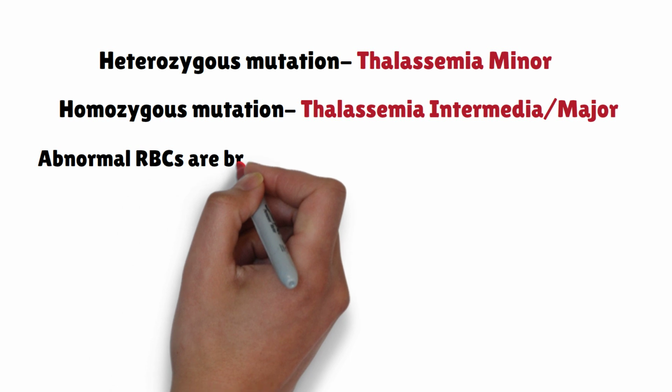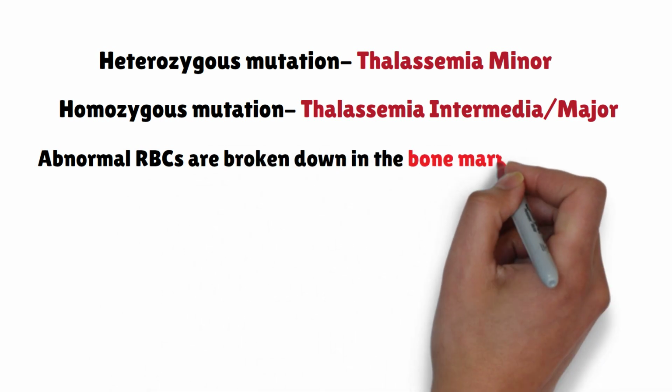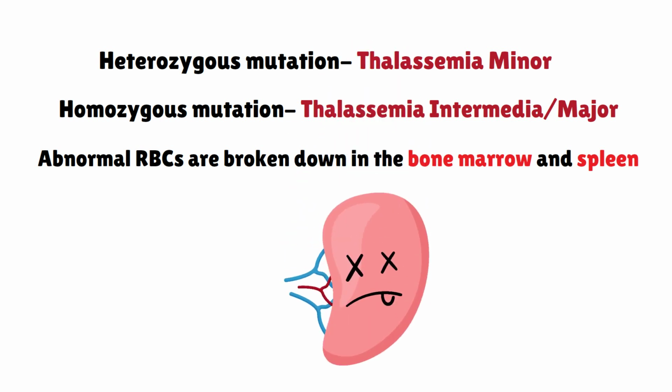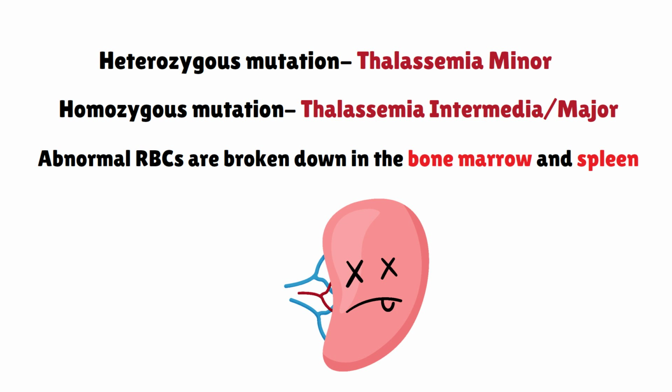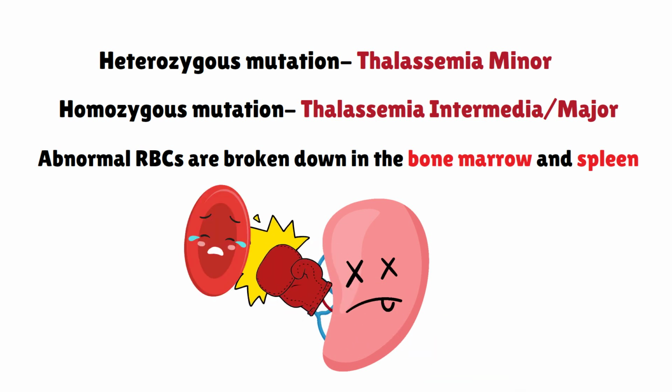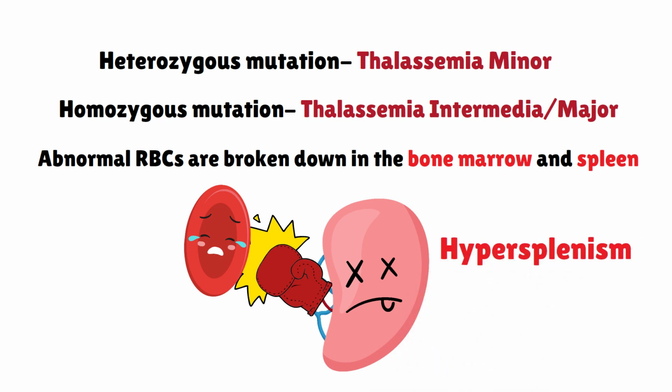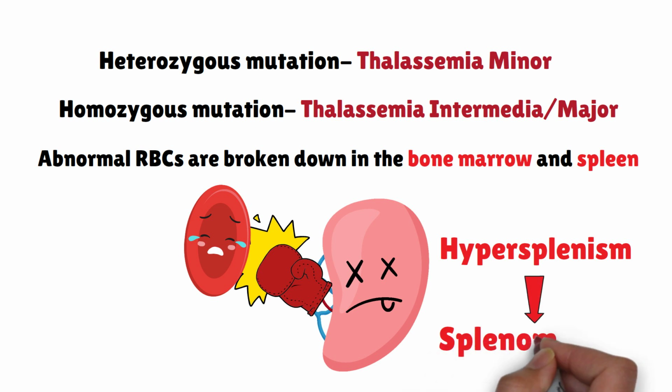In thalassemia, abnormal red blood cells with abnormal hemoglobin are broken down in the bone marrow or by splenic macrophages. The splenic macrophages work hard to clear all the abnormal red blood cells from the blood, which can lead to an overactive spleen. This is called hypersplenism. Hypersplenism can lead to splenomegaly.